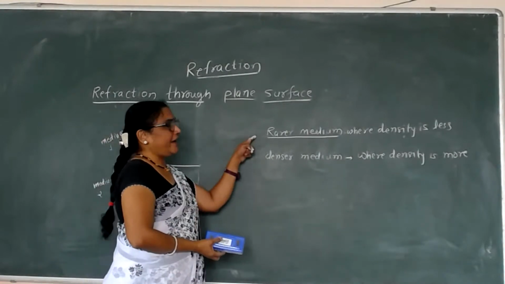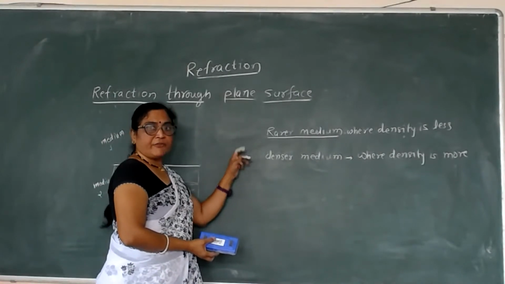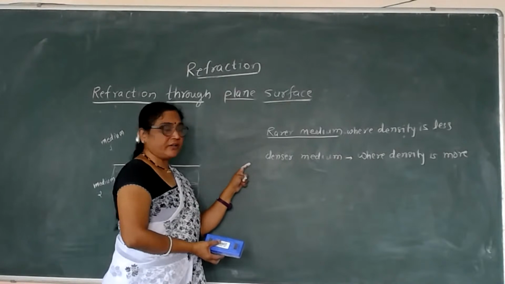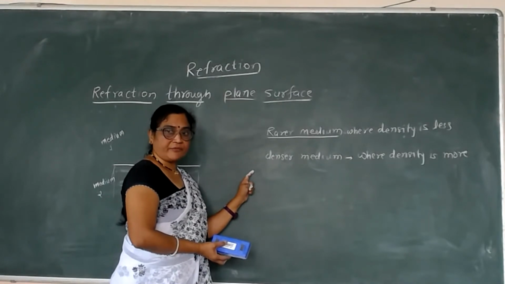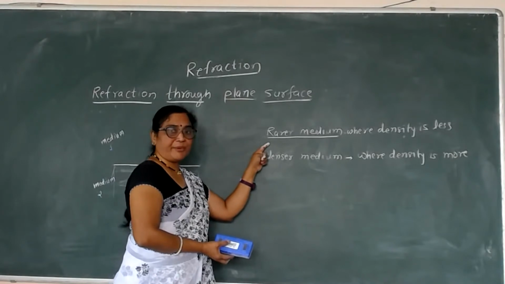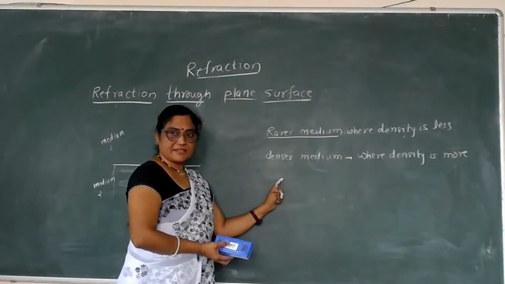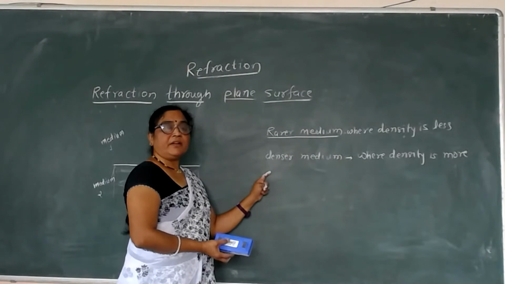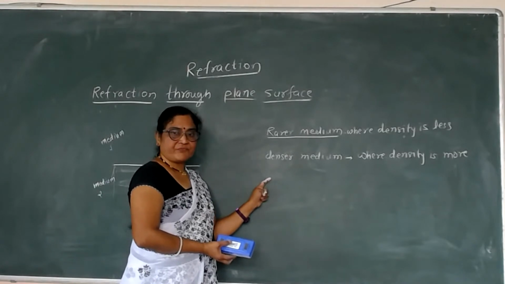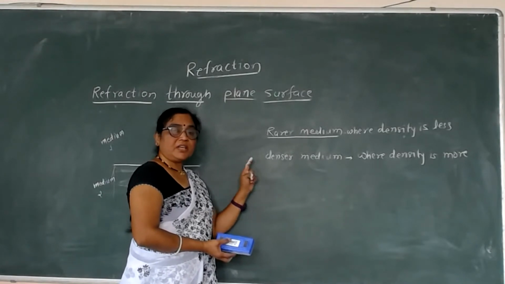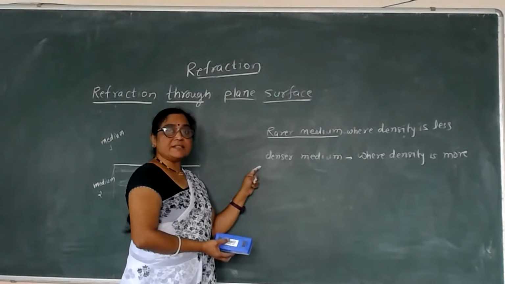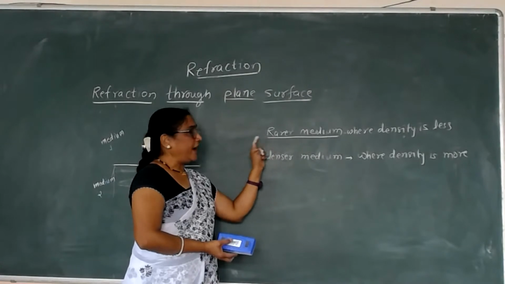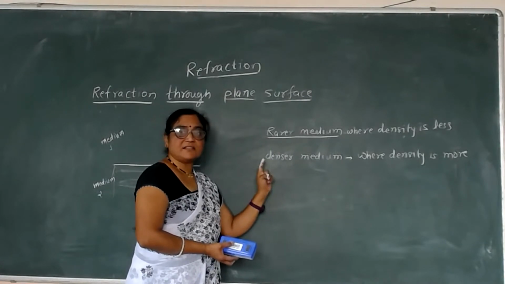If we compare air and water, the density of air is less than the density of water. So air is known as a rarer medium and water is known as a denser medium. If we compare water and glass, the density of water is less than the density of glass. So in that case we consider water as rarer and glass as denser.